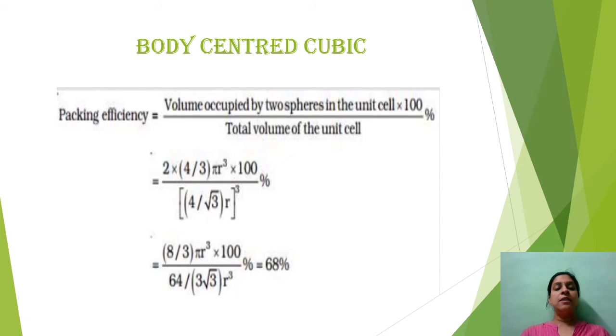So here we can see that packing efficiency formula is volume occupied by spheres in unit cell into Z into 100 upon total volume. तो दो स्फीयर यूज हुए थे, Z की वैल्यू 2 है, इंटू 4 by 3 pi r cube इंटू 100 upon 64 r cube by 3 under root 3. ये कहाँ से आया? We have already discussed. So after calculating all this value, we get 68% packing efficiency in body-centered cubic cell. So from here we learned how to calculate the packing efficiency in simple cubic, in HCP or CCP, or in BCC, body-centered cubic cell.